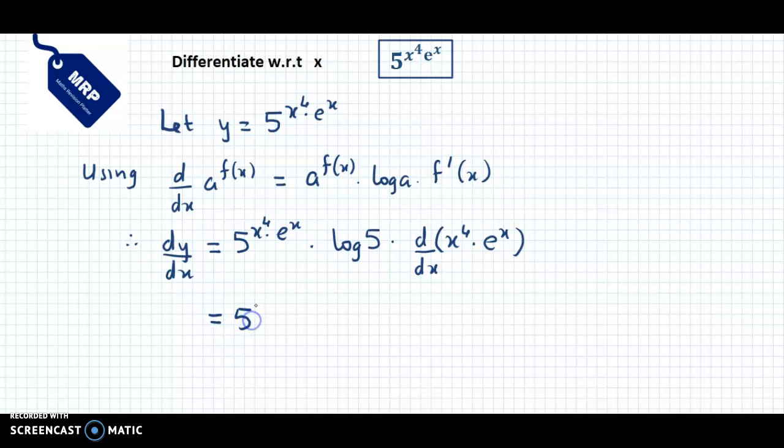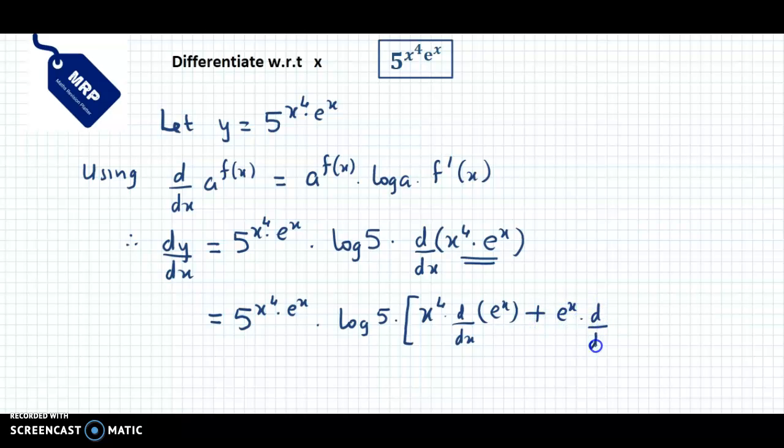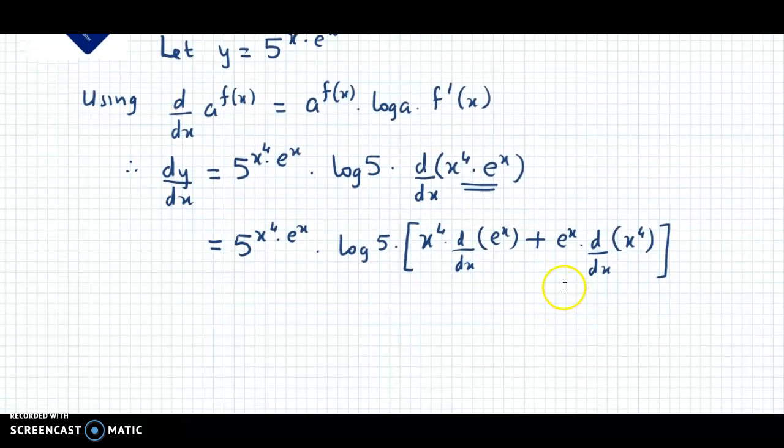We have 5 raised to x raised to 4 into e raised to x into log 5. Now here we apply the product rule or the multiplication rule. So we have x raised to 4 into the derivative of e raised to x plus e raised to x times the derivative of x raised to 4. So here we have applied the product rule.